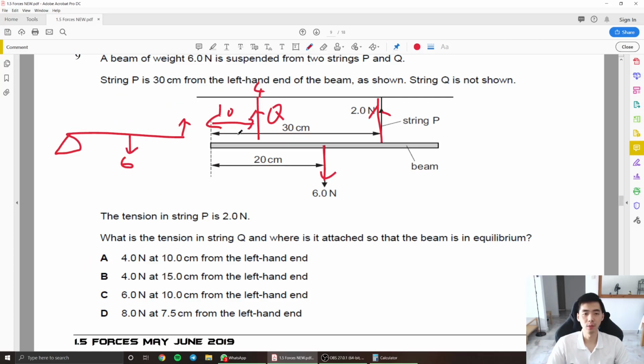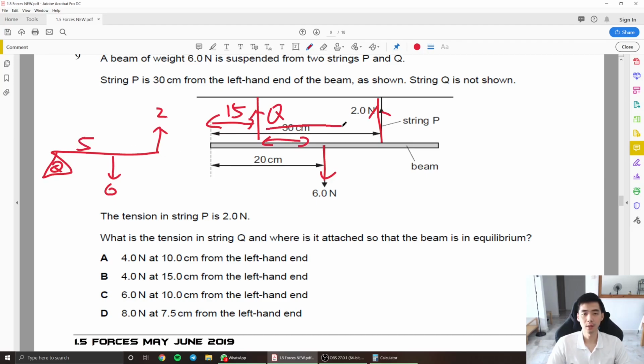Instead, it should be in the 15 cm mark, and let's check this out. If this was at the 15 cm mark, redrawing the diagram will be 6 newtons here and yet again 2 newtons here. The distance from Q, this is basically Q, to here would be 5 cm. And here to here would have been a total of 15 cm here, right? So 5 times 6 would have been 30, 2 times 15 would have been 30. Answer would definitely be B in this kind of question.